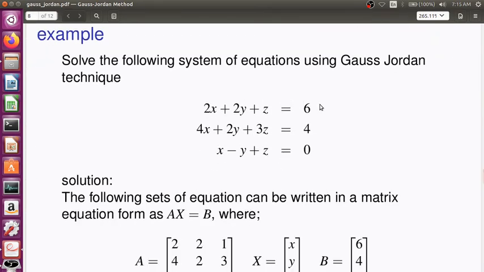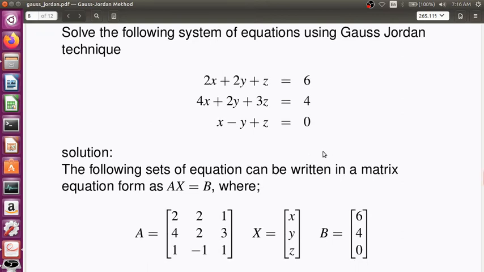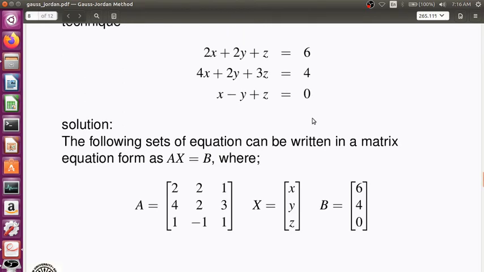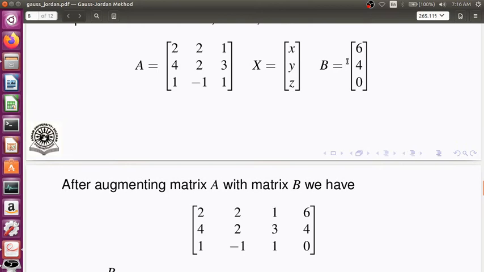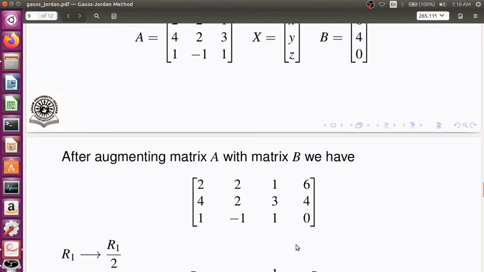If you remember this example we have taken to solve the values of x, y, z using the Gauss elimination pivoting technique. The same example we will take, but we will solve using the Gauss-Jordan method. So my A matrix is 2 2 1, 4 2 3, 1 -1 1, B is 6 4 0. Now my first step is augmenting the A matrix with the B matrix. So 2 2 1 6, 4 2 3 4, 1 -1 1 and 0.